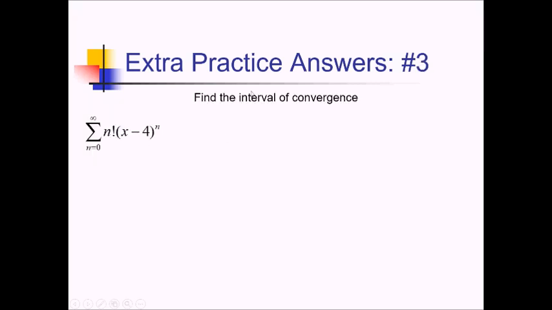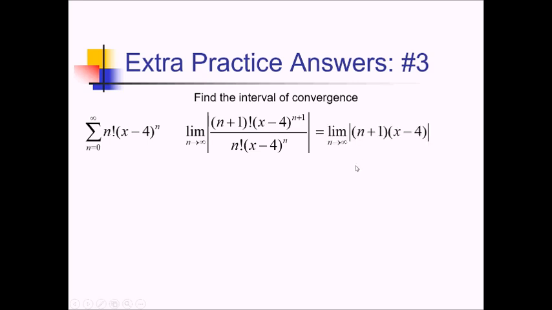To find the interval of convergence on this, since it's not a geometric series, we have to use the ratio test. So have limit as n approaches infinity, absolute value of n plus 1th version of this, so n plus 1 factorial times x minus 4 to the n plus 1, all of that, over the nth term, which is just n factorial x minus 4 to the n. We can reduce a few things. These factorials reduce to just give me an n plus 1 in the numerator, and these x minus 4s reduce to give me just a single x minus 4 in the numerator.